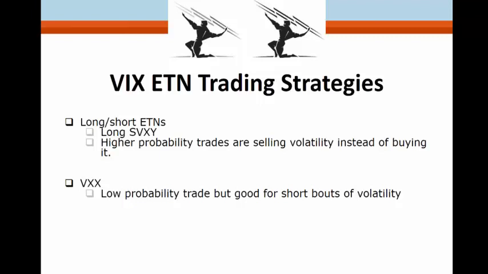So as far as trading strategies go, there are a couple of really good ones for us to take a look at. We can do long and short VIX ETN. So SVXY is an inverse VIX ETN. And so as VIX goes down, this goes up. And so you're selling volatility and not buying it. And then VXX is the lower probability trade, but it's really good for short bouts of volatility. So you can go long and short the index using these ETNs, and you can use these in any kind of a retail trading account or in your IRA.